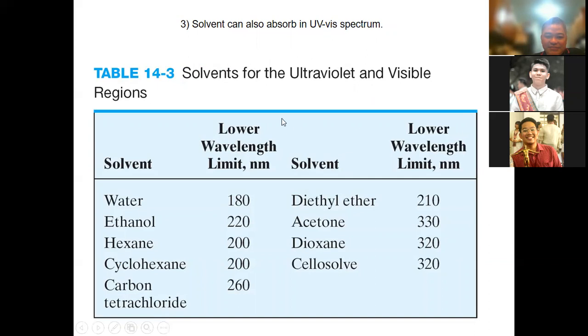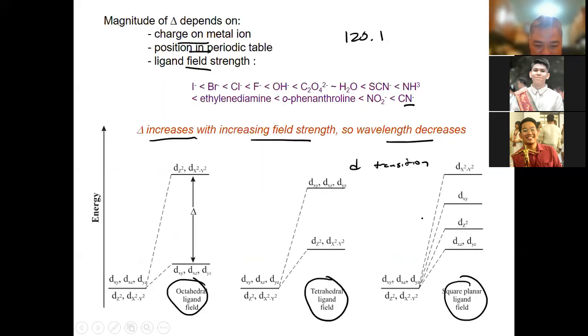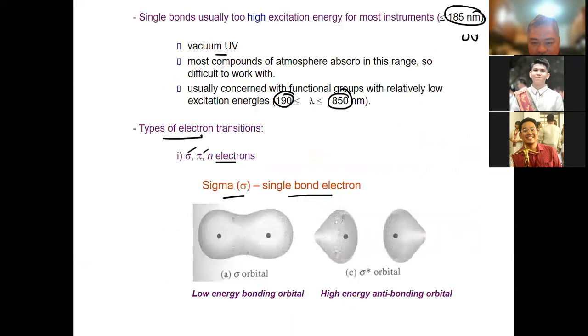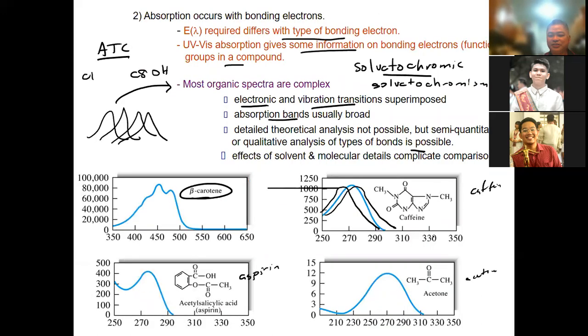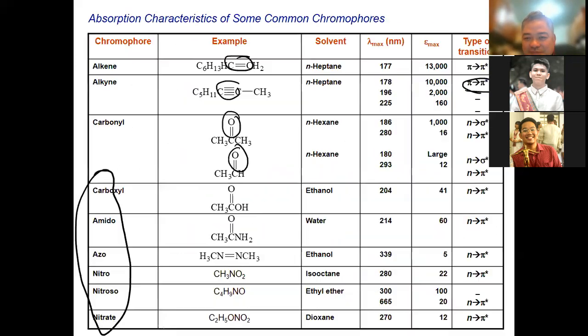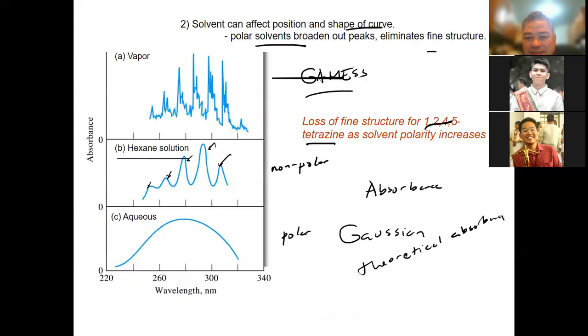Now, another thing that you have is the solvent. Some of the solvents can absorb in the UV spectrum. So water, yung lower limit niya is 180 nanometers, which is good. But acetone, I think I have an example here of the absorbance of acetone. So as you could see here, you cannot use acetone unless what? How do you solve the problem of the solvent? Anyone?